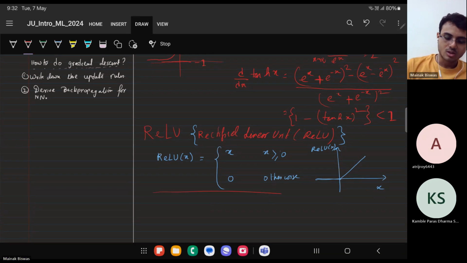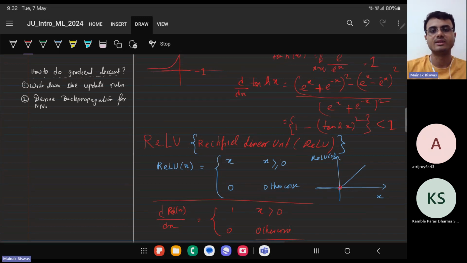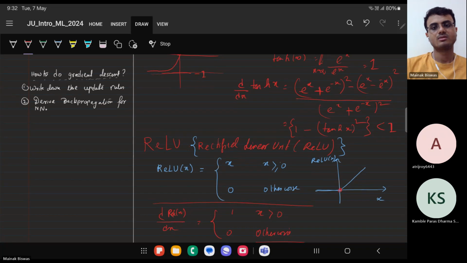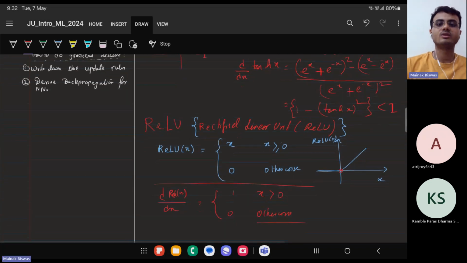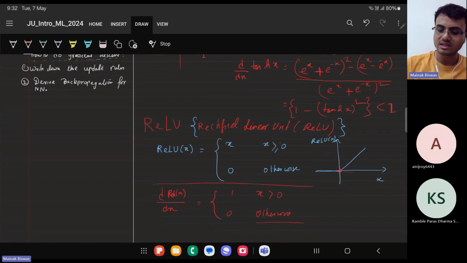Okay. So the derivative of ReLU of x, shouldn't write partial, it's not required, is equal to 1 for x greater than 0, and I'll define it as 0 otherwise. Because at 0 it is not differentiable, but I will say at 0 the derivative is 0. I can do that because 0 is again between these two lines, as I was telling, it's a subgradient.